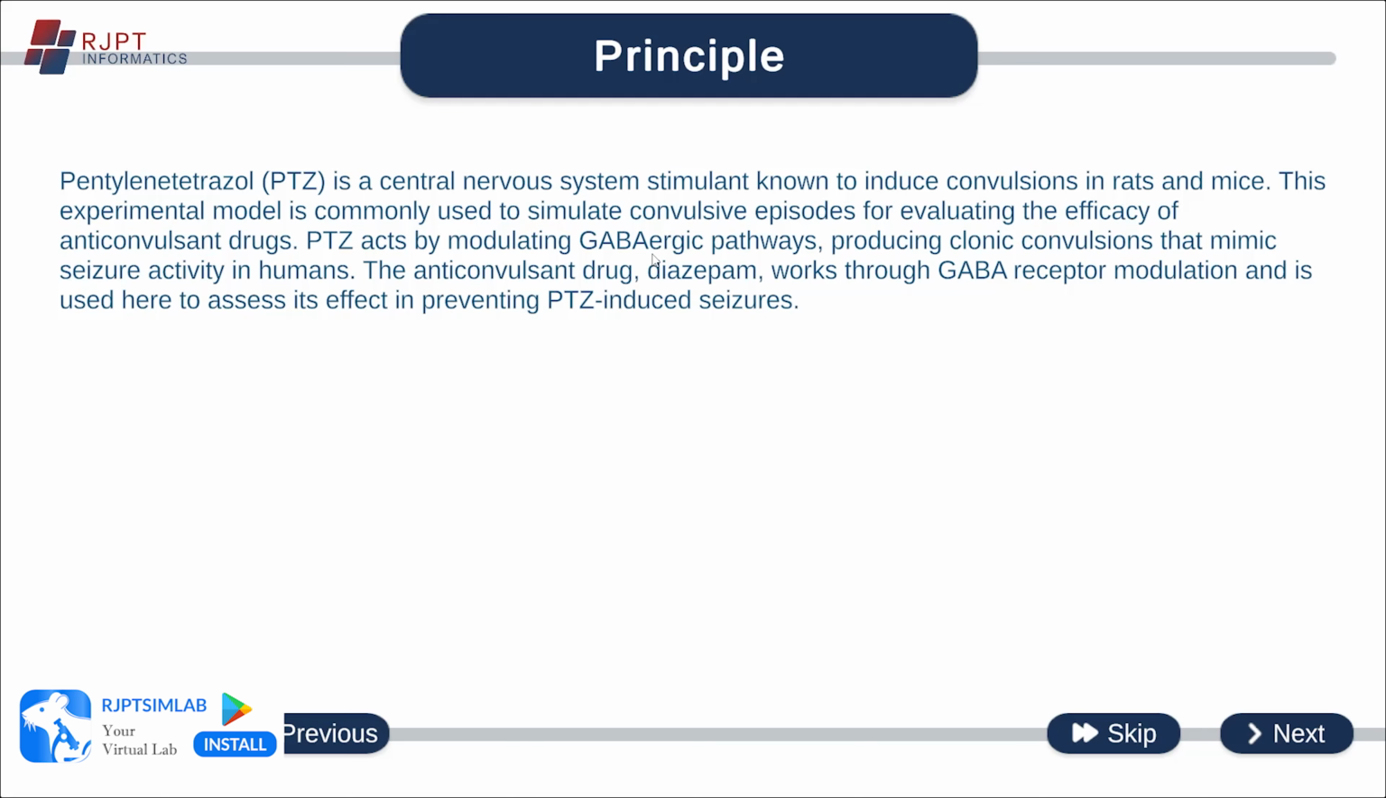As we know, GABA is a neurotransmitter. The full form of GABA is gamma-aminobutyric acid, and it acts as an inhibitory neurotransmitter.